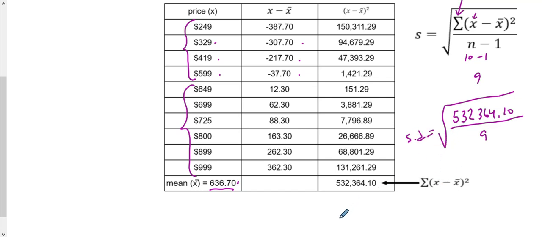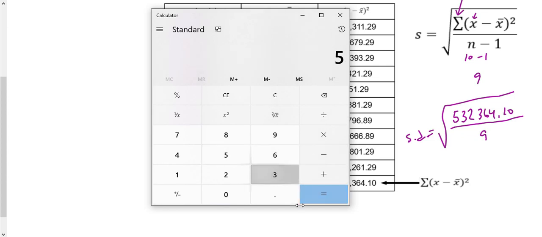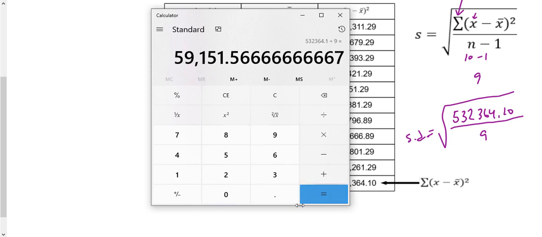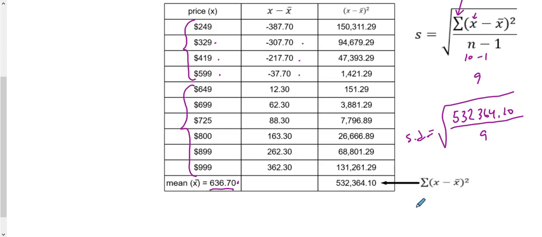Okay, so we're going to take our calculator out. 532,364.10, we're going to divide that by 9, which gives us 59,150.51, and then we're going to take the square root of that value, and that gives us 243.21. This is dollars and cents, so it's appropriate to round at the second decimal. 243.21.